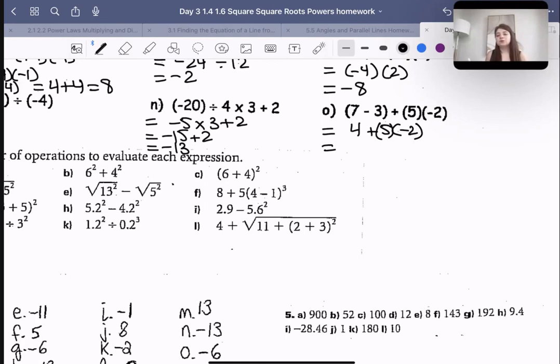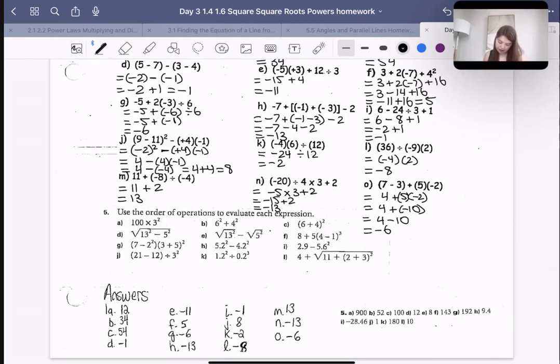Is there any multiplication or division? Yes, 5 times -2 is multiplication. Now, is there any addition or subtraction? Well, yes, we have 4 plus -10, which is the same as 4 minus 10, which is -6, and so -6 is the final answer. Very good.